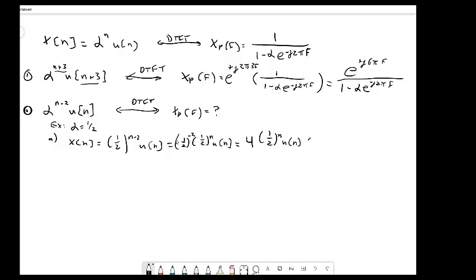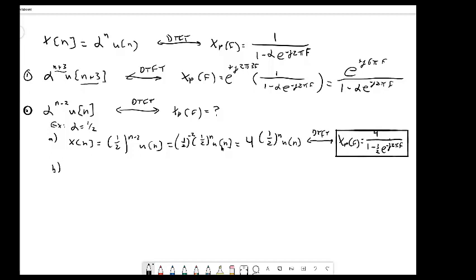And that we can easily transform. That's just going to be 4 times, let's put that in the numerator, 4 over 1 minus 1/2 e to the minus j 2 pi f. So no time shift even in this one once I made the n arguments the same.